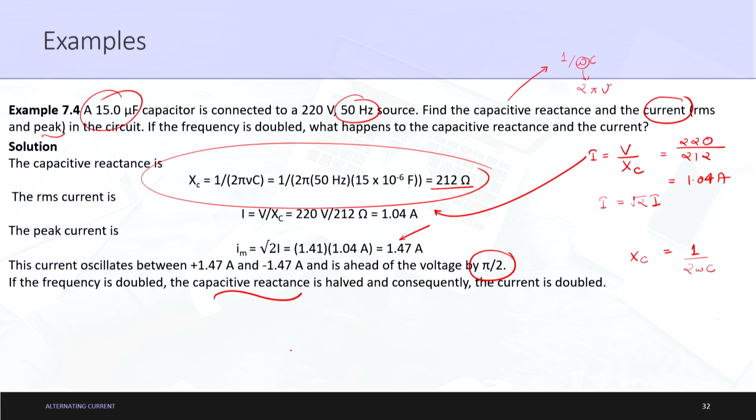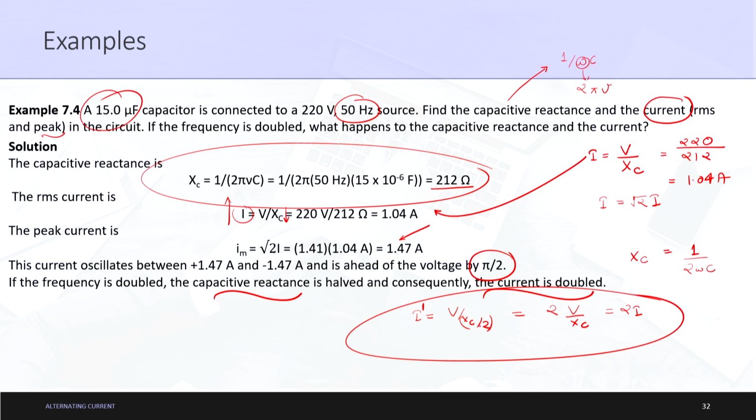If capacitive reactance is divided by 2, what will happen to the current? Basically if XC is reduced by 2, that means current is doubled. So, that thing is explained here. How to explain it mathematically? It is nothing but V upon XC by 2. So, therefore, we can write it as 2 into V by XC, or I dash, which is nothing but 2 into I. So, current is doubled and the value of XC dash is equal to XC by 2. Okay. So, this was the mathematical explanation.